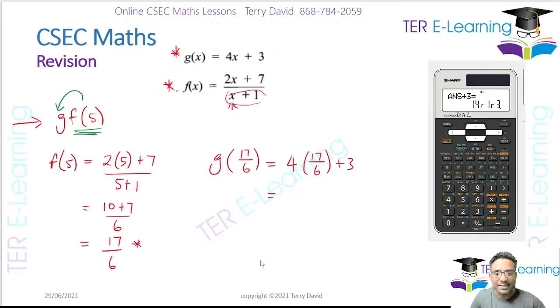Now you can leave your answer as 14 and 1/3, or if the calculator is fancy enough to give you an answer as an improper fraction, all you need to do is press the second function and the same fraction key here, and you're going to get 43 over 3. So this here is 43 over 3.